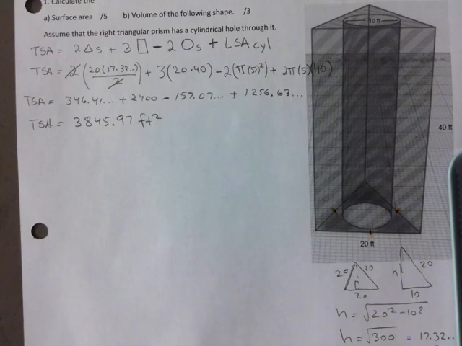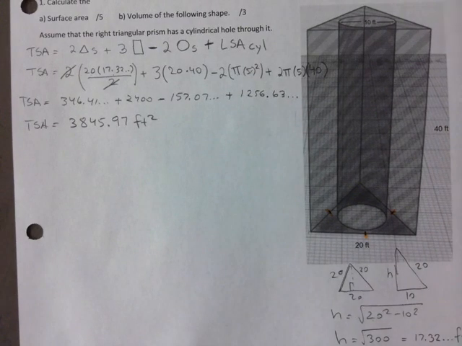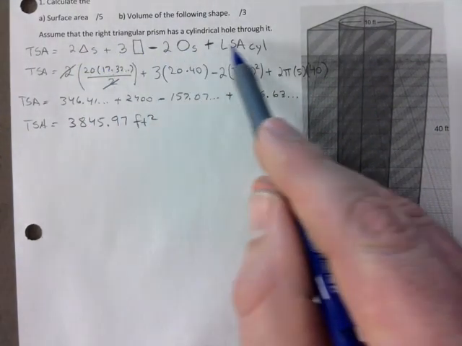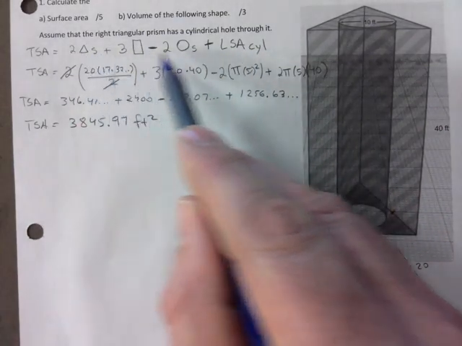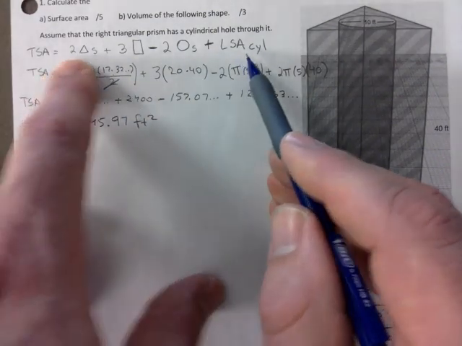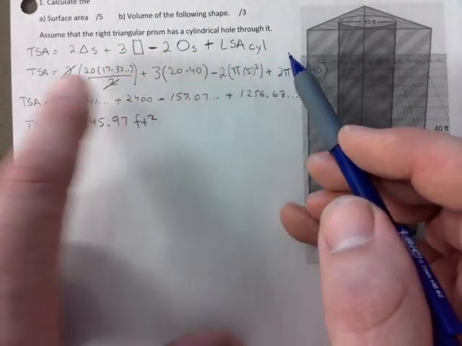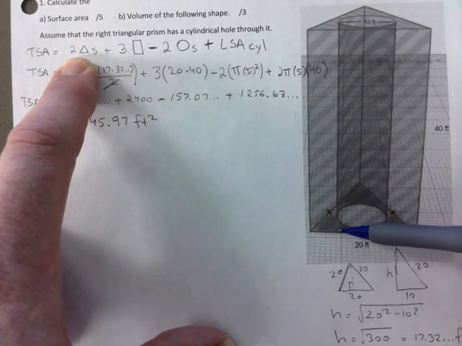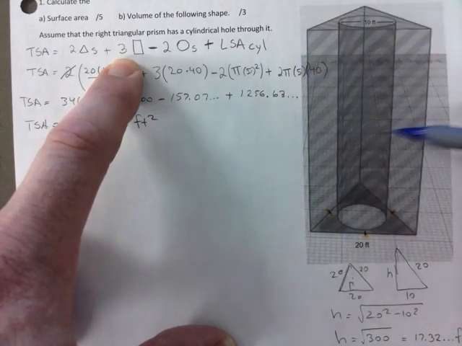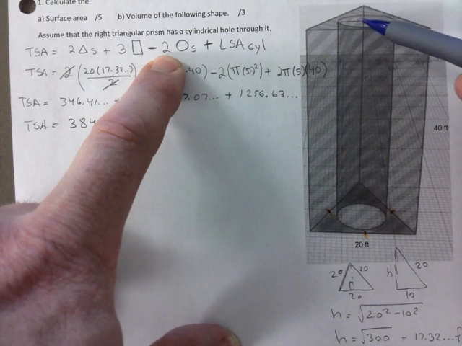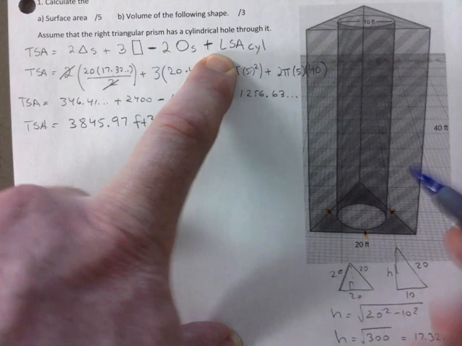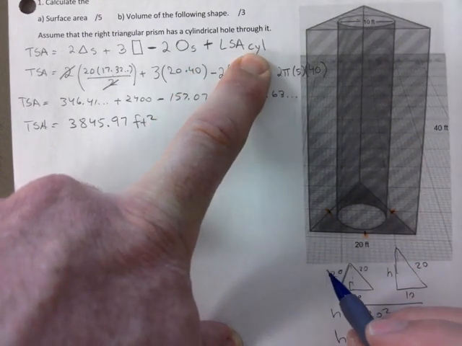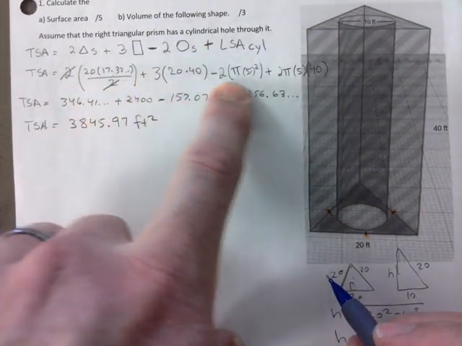And I'll go over it one more time, just explaining what it is that I did. I think this is the most important piece right here: telling yourself and whoever's marking this what it is that you're trying to do. And so I've got two triangles, top and bottom, plus the three sides, the rectangles, minus the holes that were created, plus the lateral surface area of that cylinder that is in there, because that's all exposed. And so I just plug in and go.